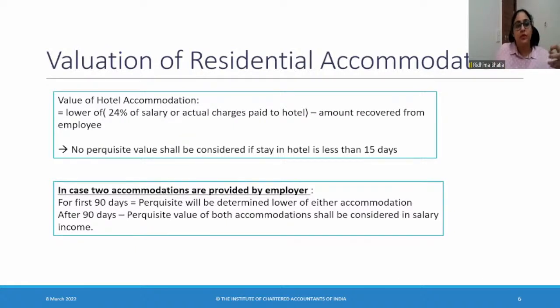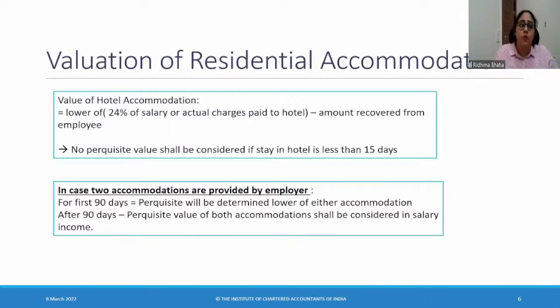So as a relocation policy, the company provides you hotel accommodation for a certain period of time, till the time you find a suitable house to live in. Will it be taxable? It is a benefit given to the employee. Yes, it would be taxable, but only if the hotel accommodation is for a period of 15 days or more. If the hotel accommodation is provided for a period up to 15 days, it would not be taxable.